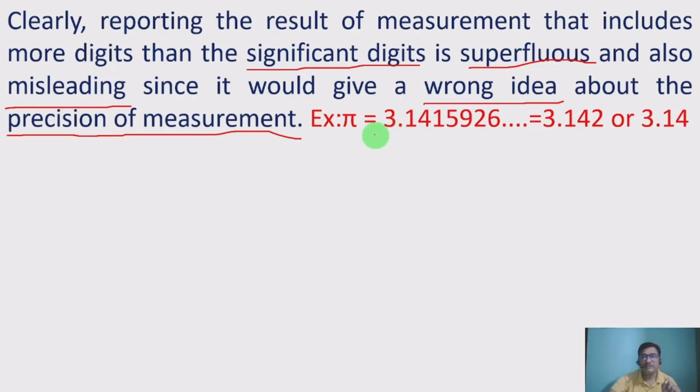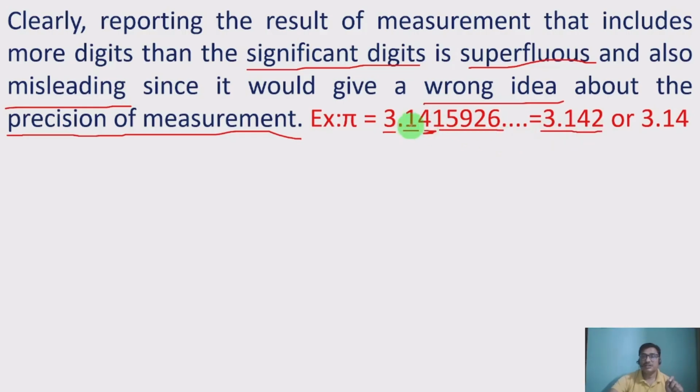This pi value is 3.1415926 and so on, continuing up to infinite digits. The certain digits are reliable, and this is also certain and reliable. The two we are going to take, and the first uncertain digit, we can take as significant digits or significant figures. The rest we are not going to consider in the significant digits or significant figures.